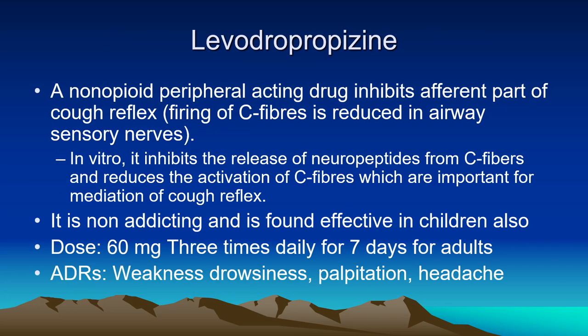These are the peripheral ones. Another peripherally acting drug is levodropropizine, a non-opioid peripherally acting drug that inhibits the afferent part of the cough reflex, that is, reduces firing of the C fibers in airway sensory nerves. In vitro, it inhibits the release of neuropeptides from C fibers, and therefore the activation of C fibers that initiate the cough reflex is blocked. It is considered non-addicting. It is found effective in children also, but may cause weakness, drowsiness, palpitation, and headache.